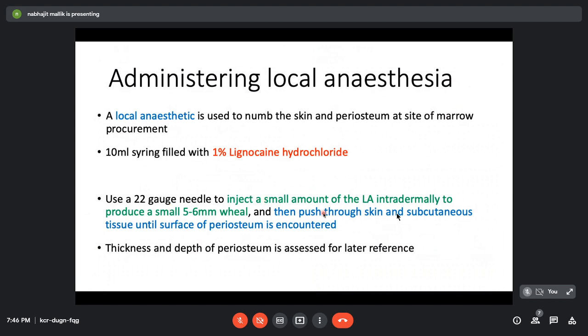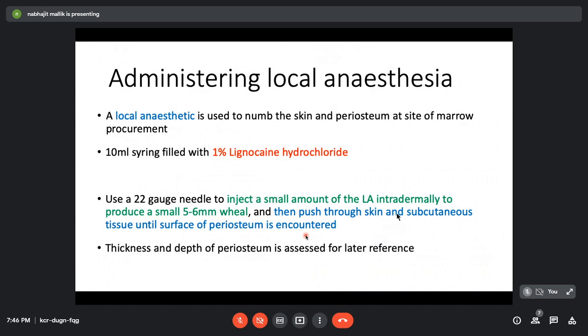So first we inject a small amount of local anesthesia intradermally to produce a 5 to 6 mm wheal in the subcutaneous region. And then after that, we push through the skin and subcutaneous tissue until the surface of the periosteum is encountered.